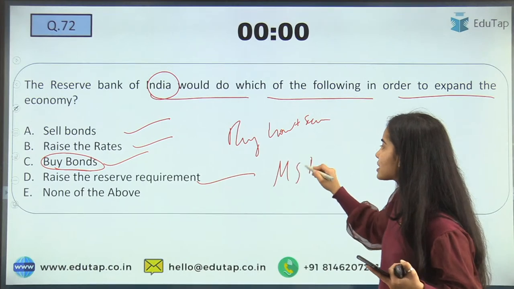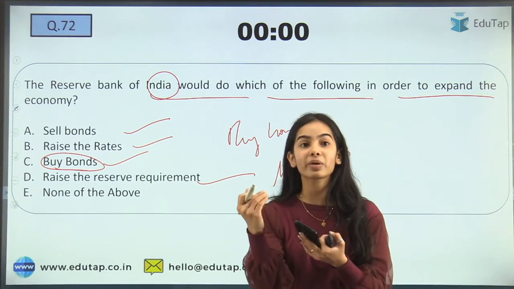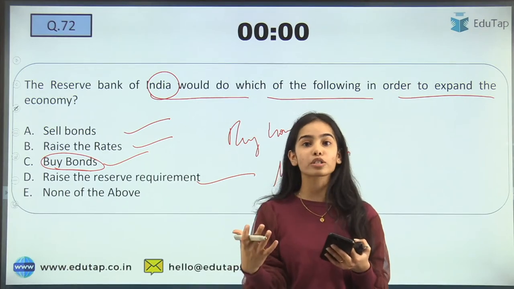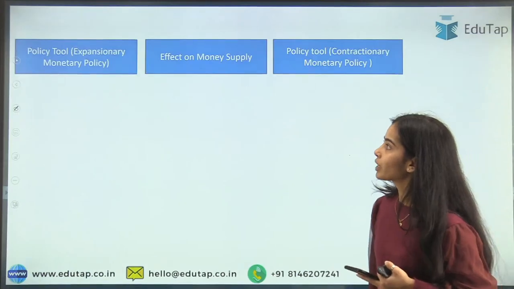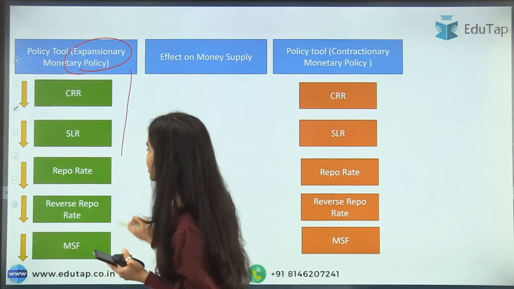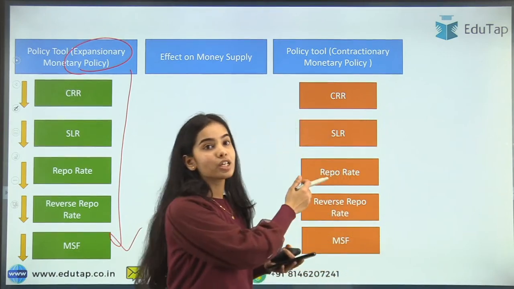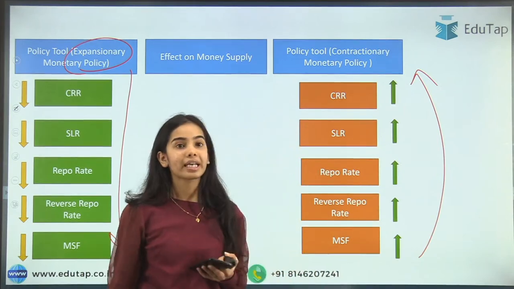When the money supply increases, the demand will increase. Yes, inflation can come in the economy, but when the demand increases, output will increase, income will also increase. Okay, so yes, you people are giving the right answer, buy bonds. So when the expansionary monetary policy is there, every rate should be reduced, and when the contractionary monetary policy is there, every rate should be increased so that the interest rate can increase.